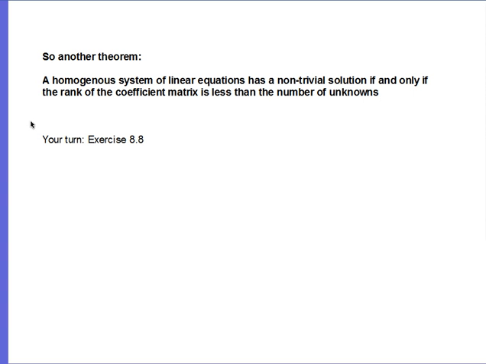So you can see that this is applicable to greater than 3 by 3 systems. If I had a 4 by 4 system which had 4 unknowns and it reduced to 3 equations, or in other words the coefficient matrix had a rank of 3, then I would also have an infinite set of solutions and a non-trivial solution.